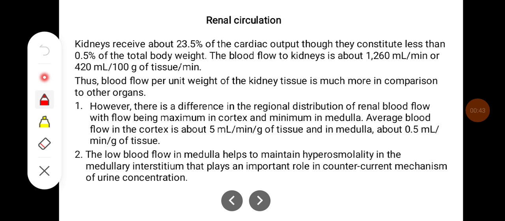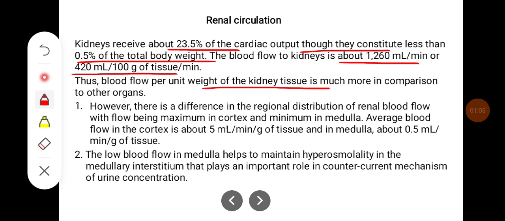Kidney receives about 23.5% of the cardiac output, though they constitute less than 0.5% of the total body weight. Blood flow to the kidneys is about 1260 ml per minute or 420 ml per 100 grams of tissue per minute. Thus, blood flow per unit weight of kidney tissue is much more in comparison to other organs.